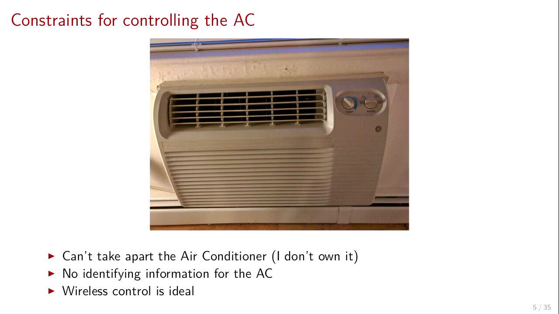Looking back at this unit, the first problem was there is no identifying information on this unit at all. The only thing on it is that little GE logo in the corner under the control knobs. I checked the GE website. They said there's going to be a serial number either on the right or left side or under the front cover. There's nothing on the right or left side, so I decided to try to yank the front cover off, and I pulled the AC unit out of the window. That was a really bad day.